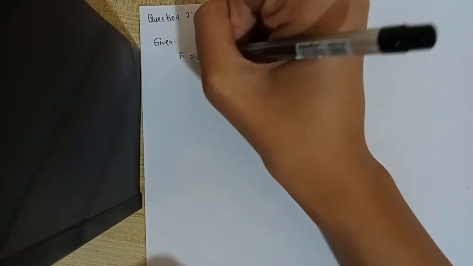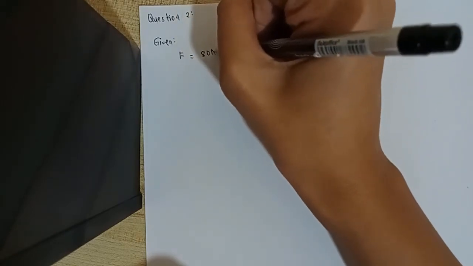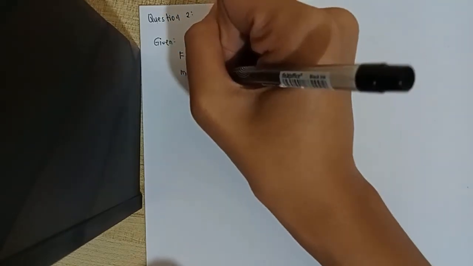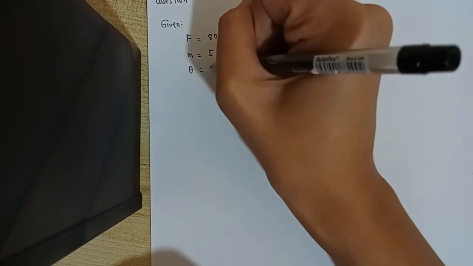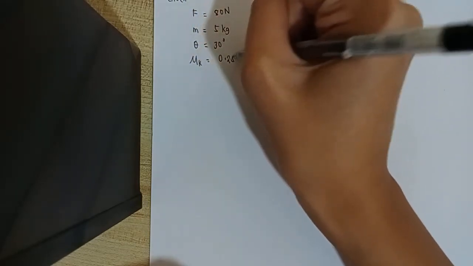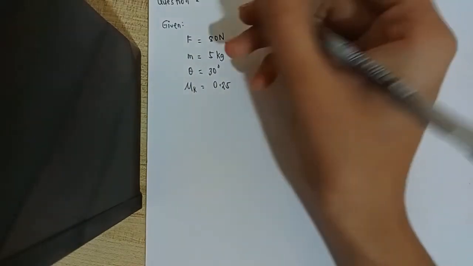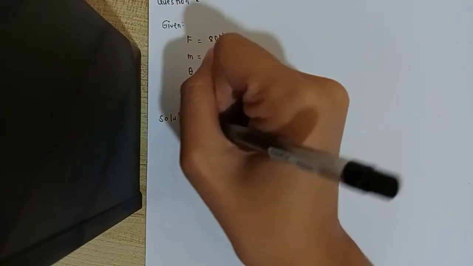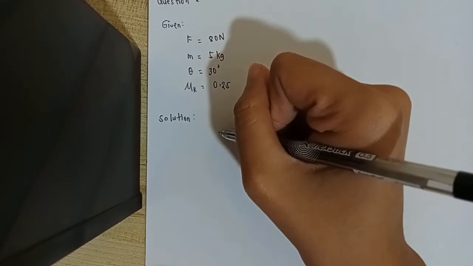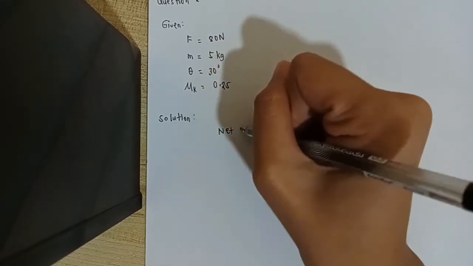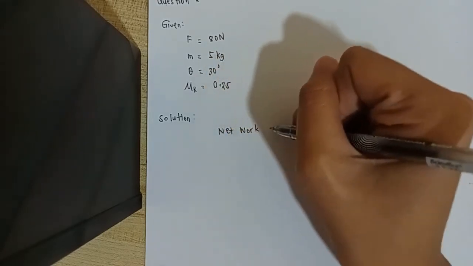For question number 2, we will first write our given. Our force is 80 Newton. Our mass is 5 kilogram. Our theta will be 30 degrees. Our kinetic coefficient is 0.25. So for the solution, we are looking here for the net work.